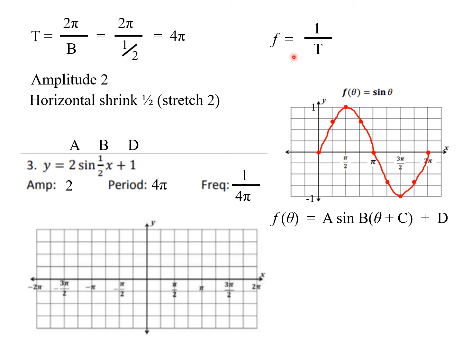Next, we notice, let's deal with the frequency. Frequency is 1 over the period. Period is 4 pi, so the frequency is going to be 1 over 4 pi. We can just write it in there. We're not really going to do anything with that. We're just going to identify it. And then finally, notice that D is equal to +1. D represented a vertical shift, so we get a vertical shift of 1.